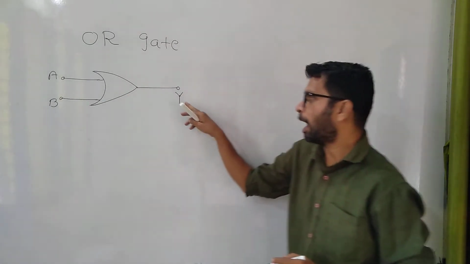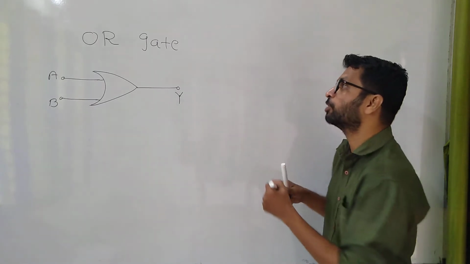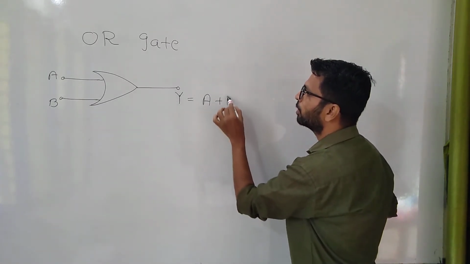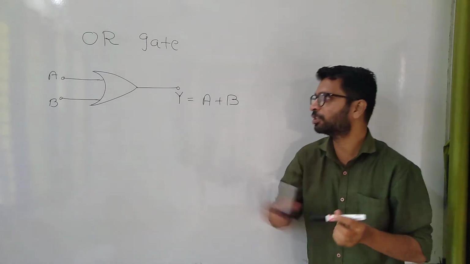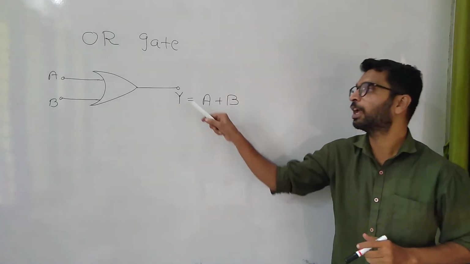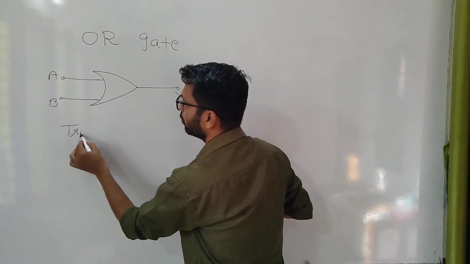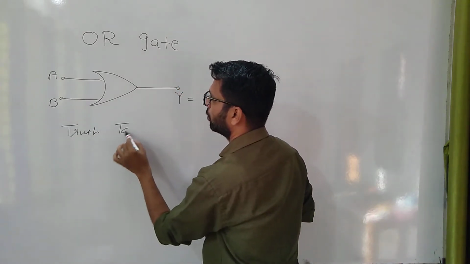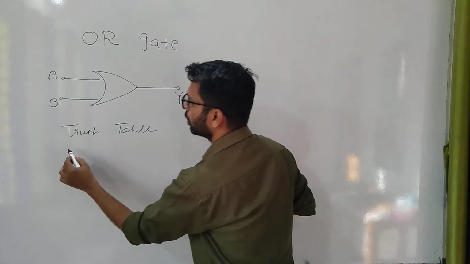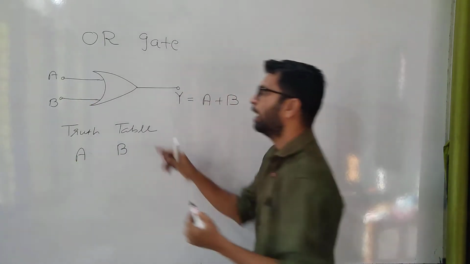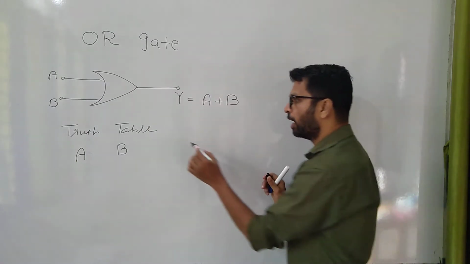So after that we will write down the Boolean equation for this OR gate. The Boolean equation is A plus B. So this is the symbol, this is the Boolean equation, and now we will write down the truth table. Here two inputs A and B, and for that we will get the output Y.